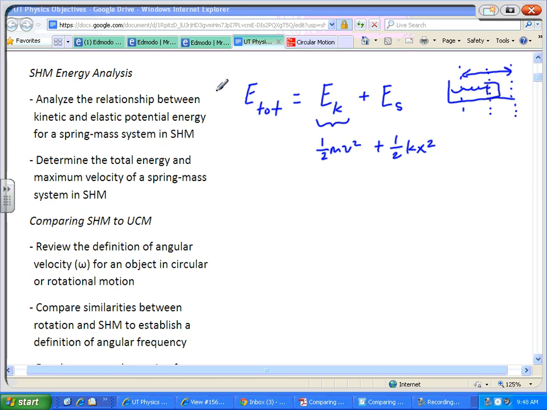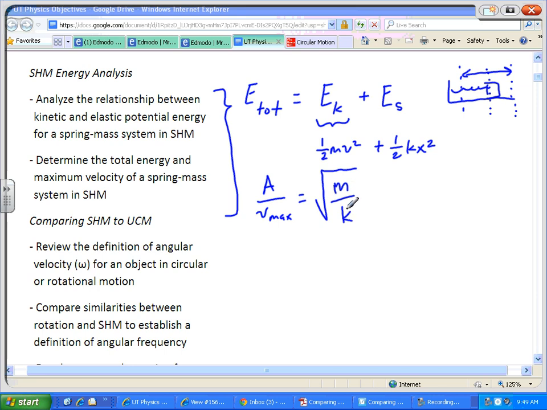Okay, so I guess both of those objectives are addressed by that summary. One important thing that we did prove is that if you have a ratio of the amplitude over the maximum velocity, that ends up equaling the square root of the ratio of the mass attached to the spring mass system over the spring constant.